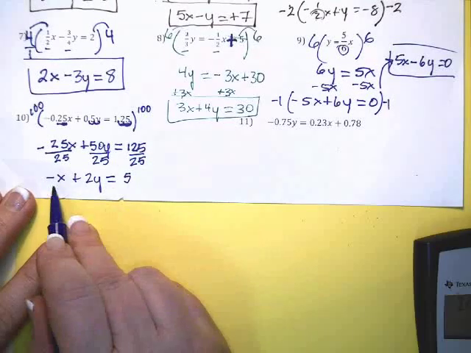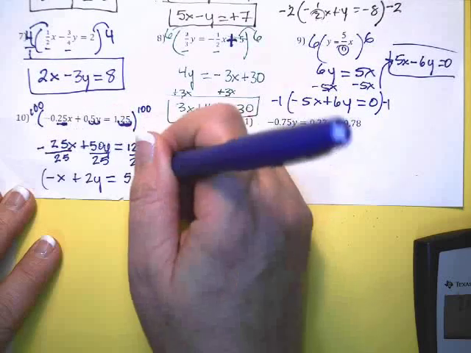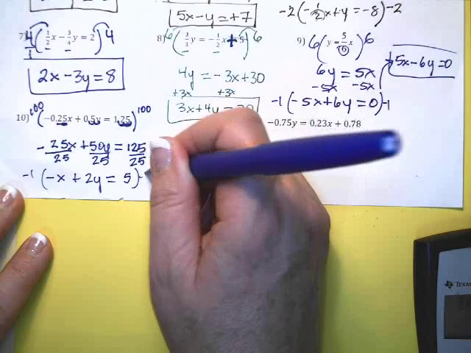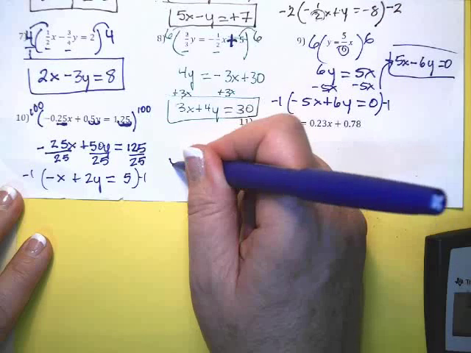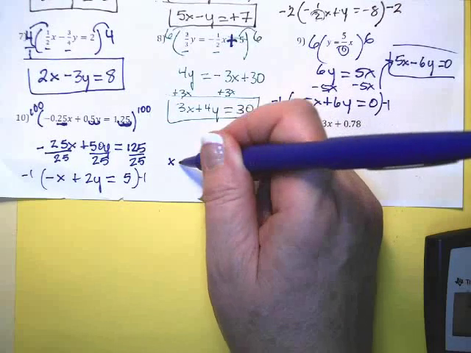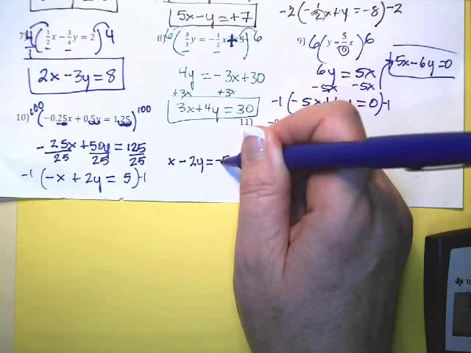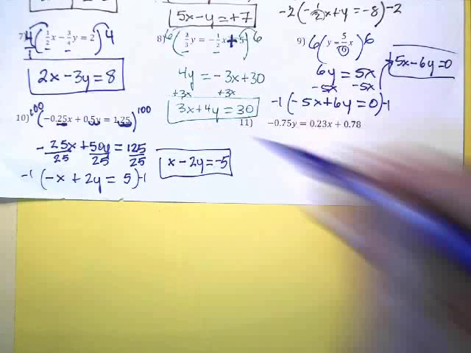And then our last step will be to get rid of this negative in front of the x. So let's multiply every term by -1. So we end up with x minus 2y is equal to -5.